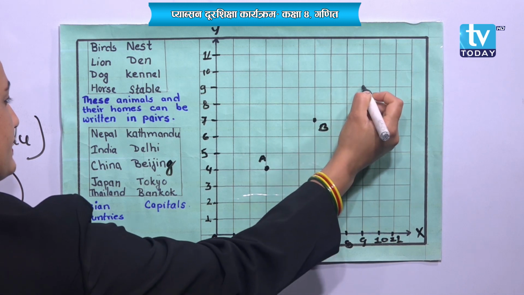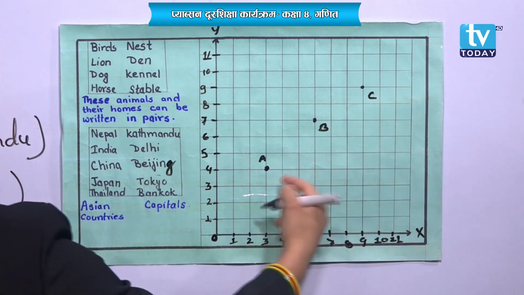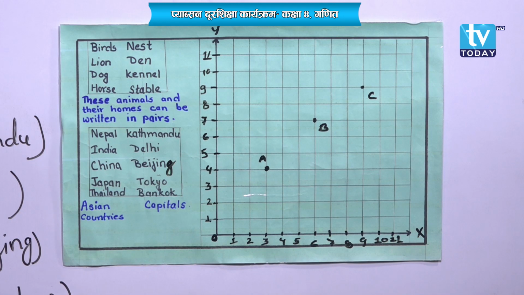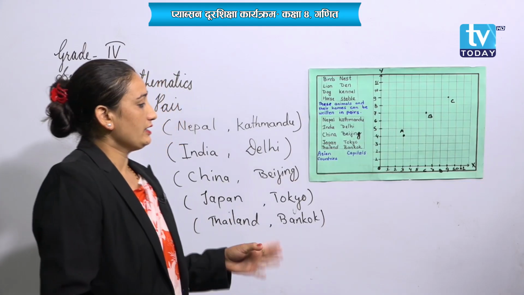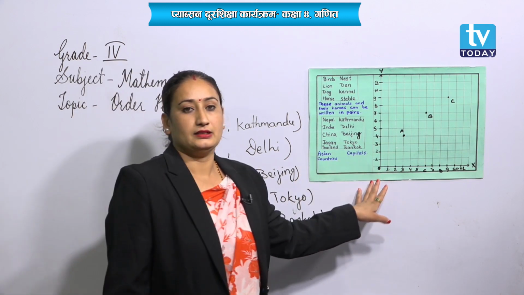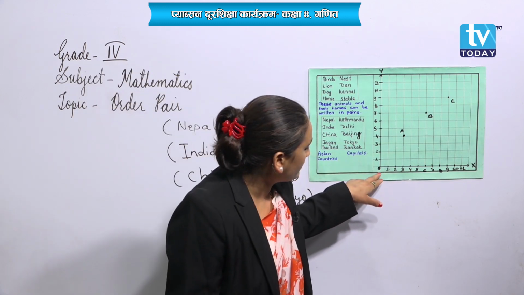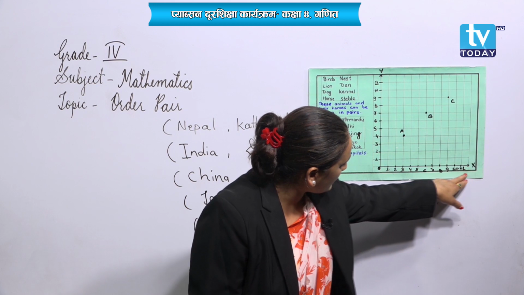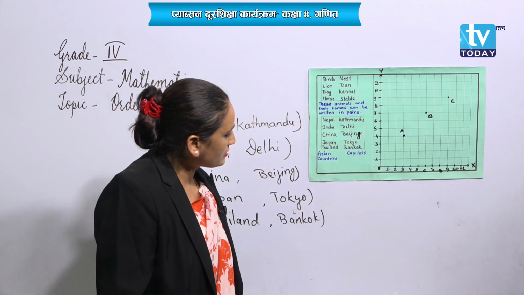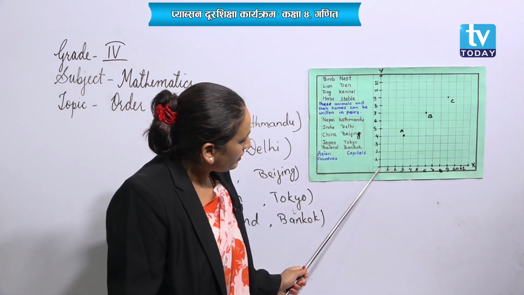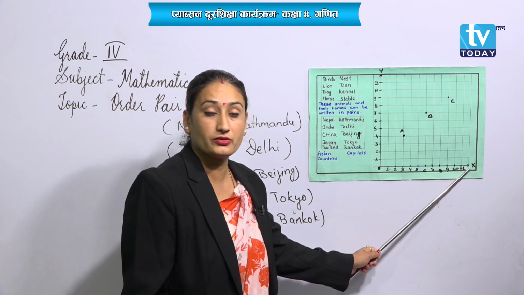I'm just writing the name of the point also. A, B, C. Now the main job is there. Okay, students, let's see the line. This line, actually the line which goes downside. This straight line. Have you seen this one straight line over here? From here to the x coordinate, right?